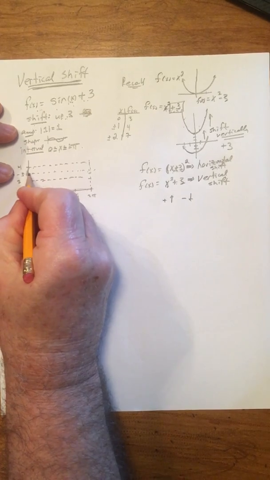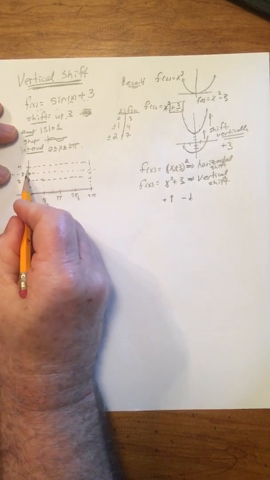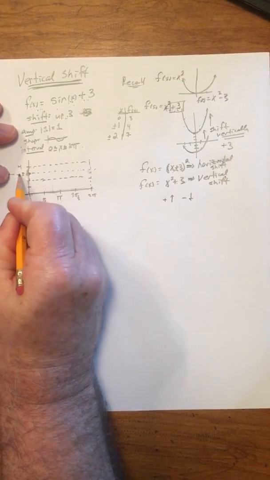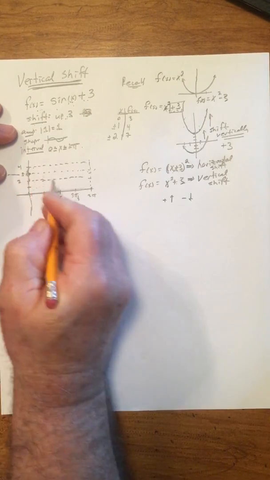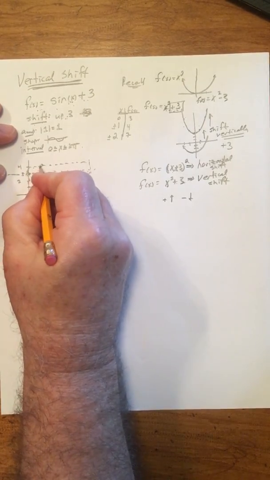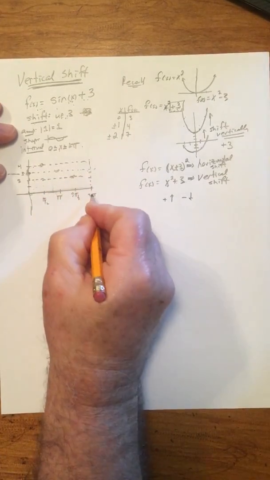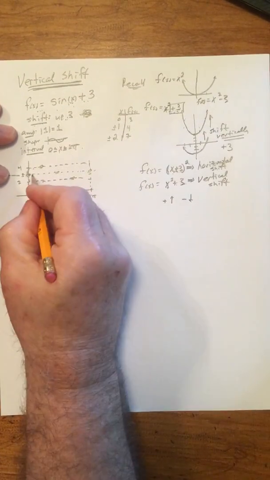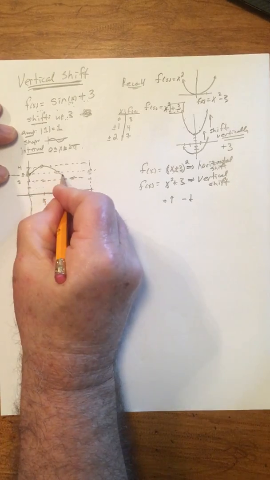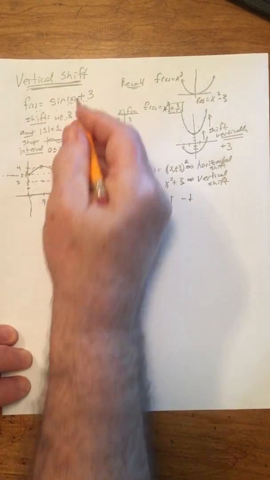And it's the same as before. The node line is no longer the x-axis. The node line is up here at positive 3. The first quarter is the peak. The second quarter is the node. The third quarter is the trough. And the fourth quarter is the node. And so that we have the graph of this function.